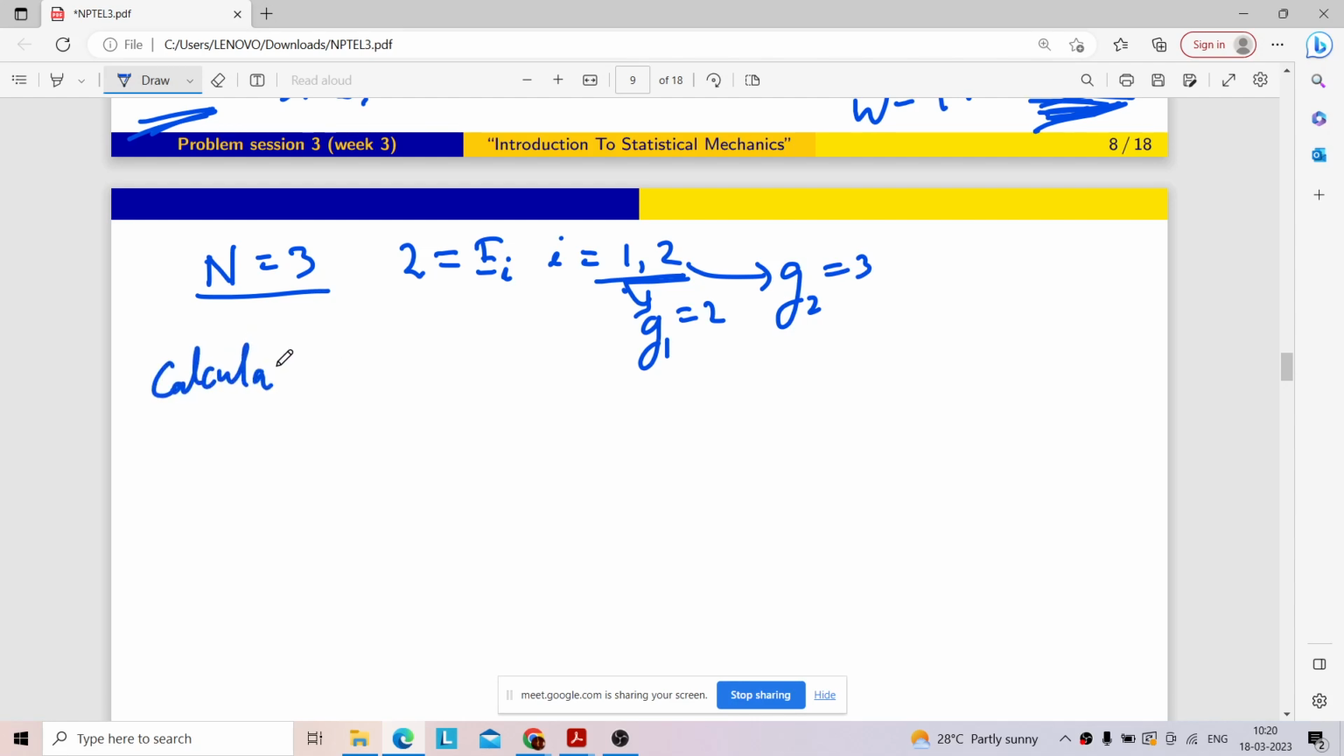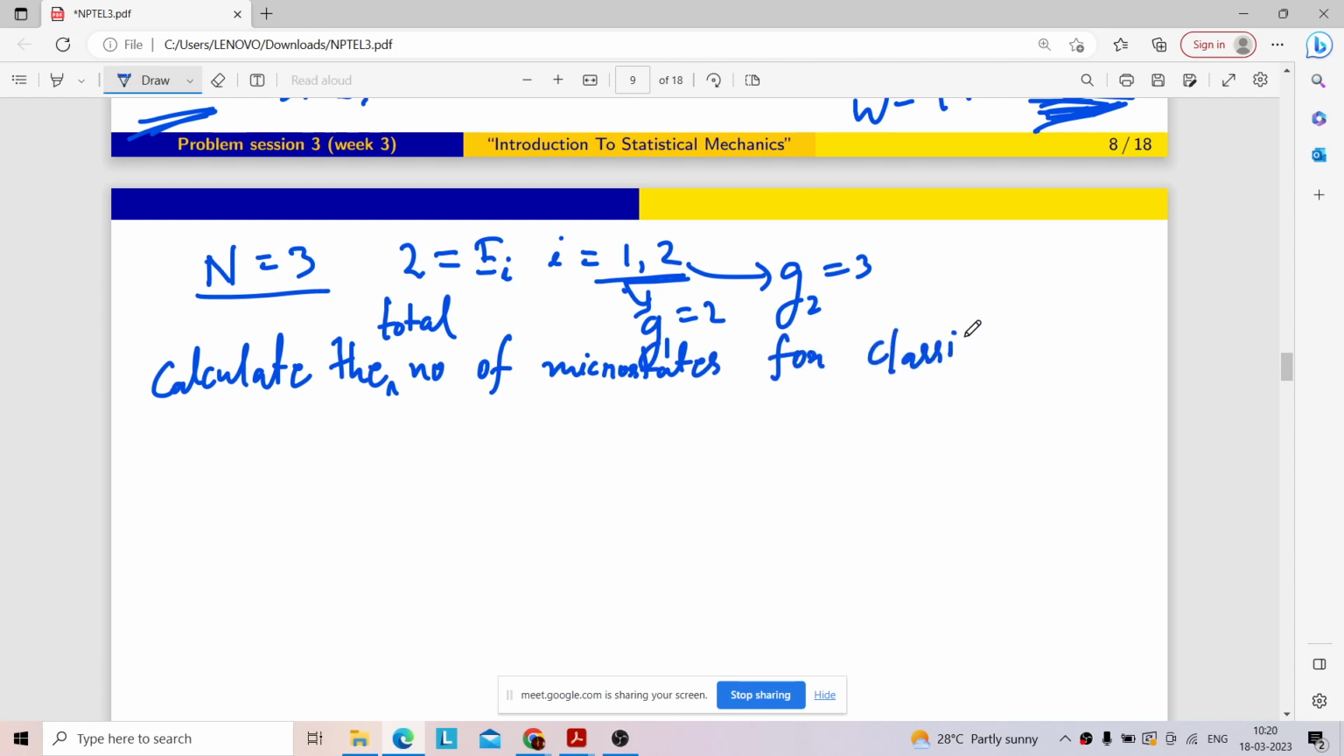So calculate the total number of microstates for classical gas, fermionic gas, and bosonic gas. Right. This is the question.